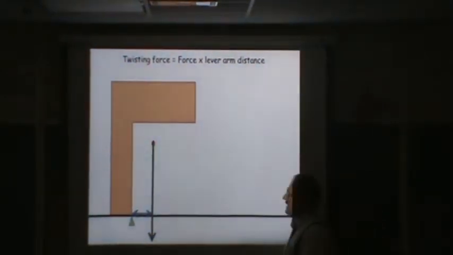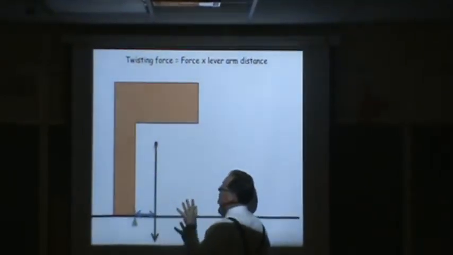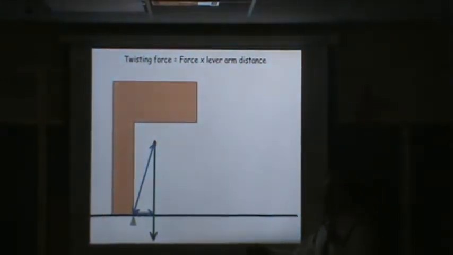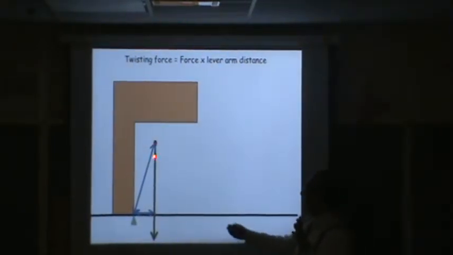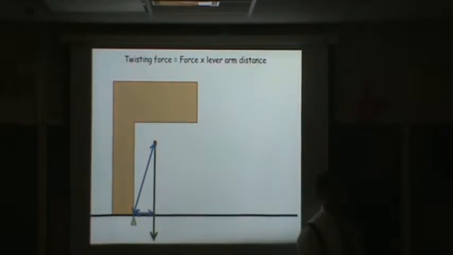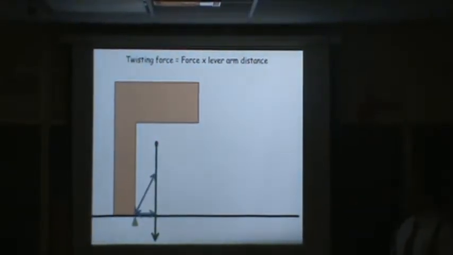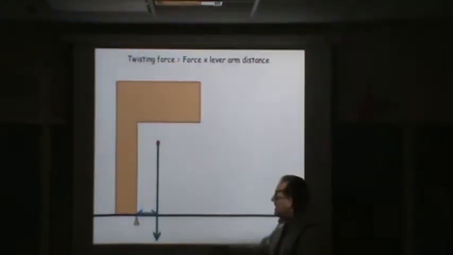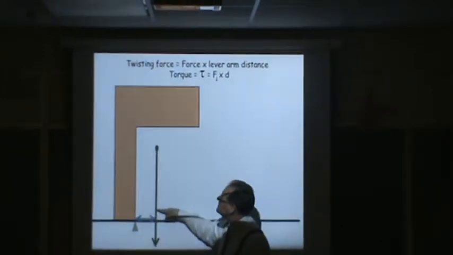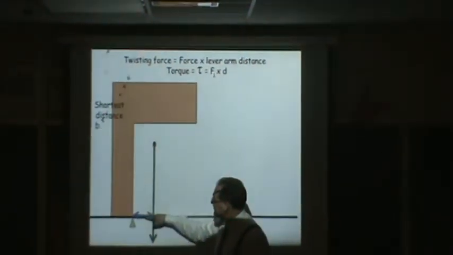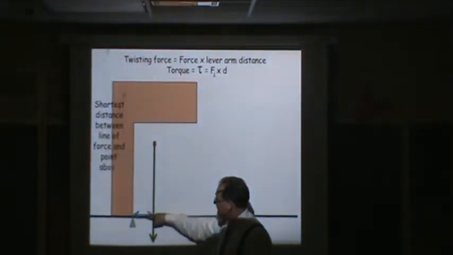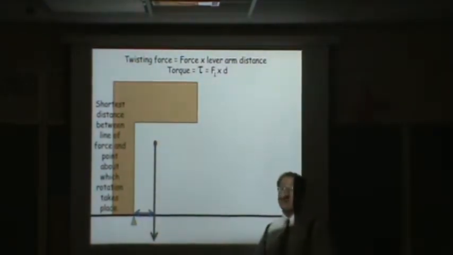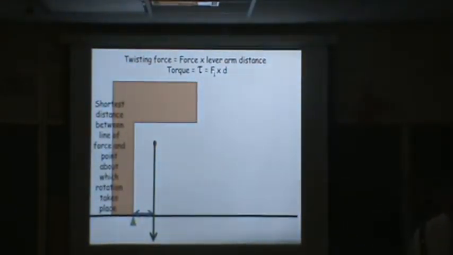Sometimes kids say, well, why don't we go from the point about which rotation takes place to the center of mass of the thing? Why don't we take that distance? Because that's not the shortest distance. Along this line of force there's an infinite number of points. We can go to any point on that line. But the shortest distance is always this orthogonal distance, this transverse distance, this normal distance, this 90-degree angle distance, this perpendicular distance. That's always the shortest distance. So that distance is called the lever arm.